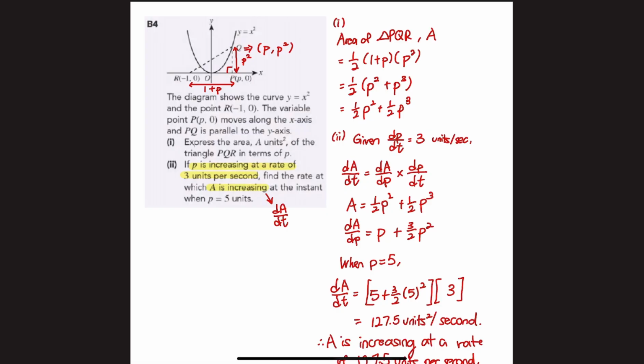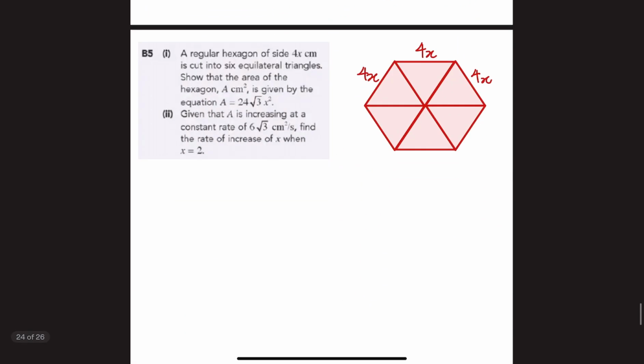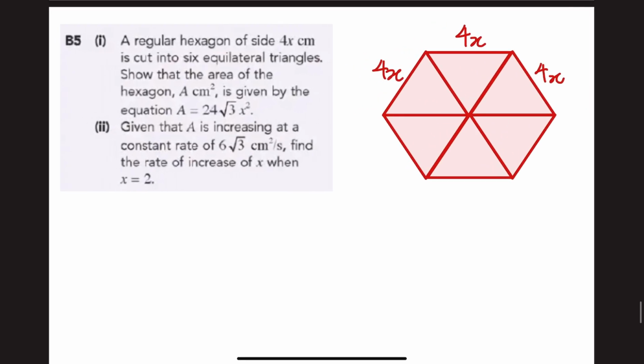Alright, so now let's look at B5. B5 here is a very unique question. I'm just given words. So I have drawn this hexagon. I hope you know what a hexagon is. It means a six-sided shape, of side 4x, cut into 6 equilateral triangles. So I have drawn these equilateral triangles over here. Show that the area of the hexagon is given by this expression here. All these are equilateral triangles, which means that all sides are equal.